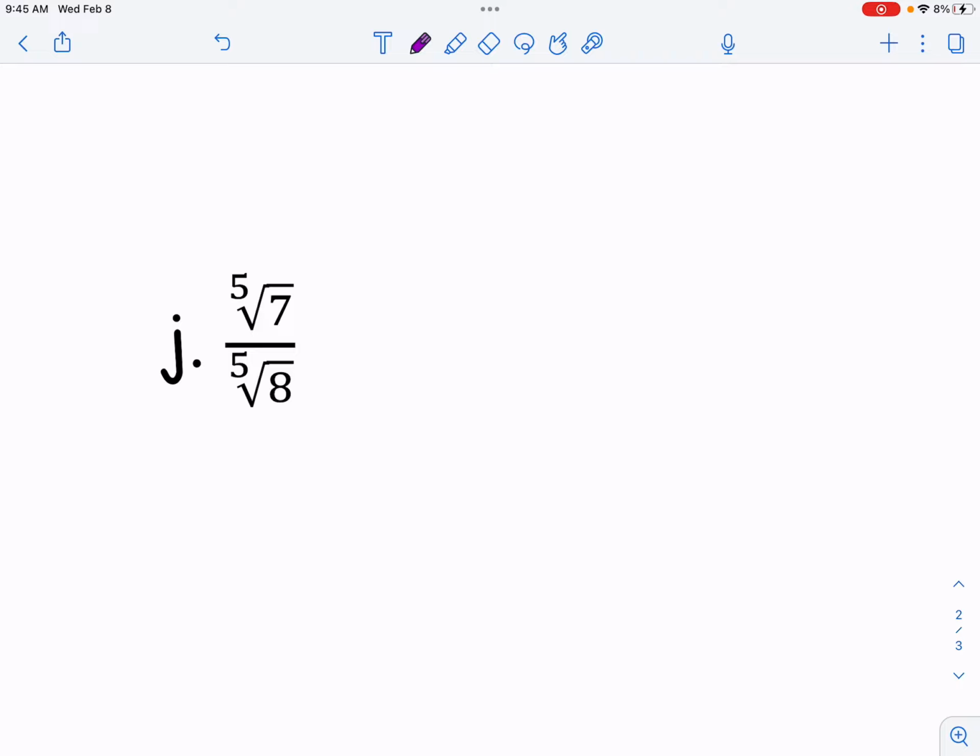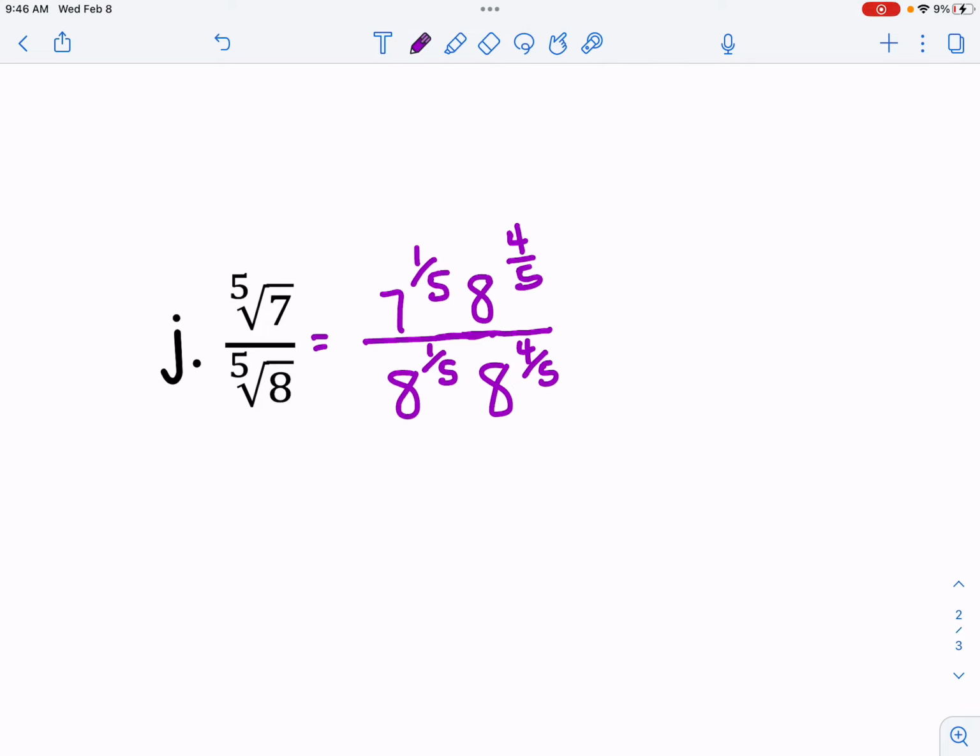The fifth root, okay, I'm going to change this to rational exponent form because I like it better. This would be 8 to the 1/5. I cannot have that rational exponent, so I've got to multiply this by 8 to the 4/5. So I get 8 to the 4/5. I end up with an 8 on the bottom, and 7 to the 1/5, 8 to the 4/5.